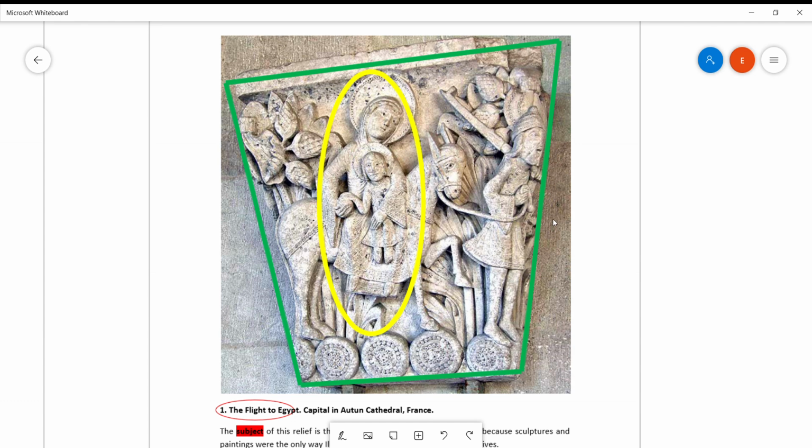This is the upper part of a column. You can see this frame is like a trapezoid. So what happens is that they are not going to have a lot of space because of this. Figures have to elongate, or the sculptors have to elongate the figures or contort them, in order to make them fit in this space.